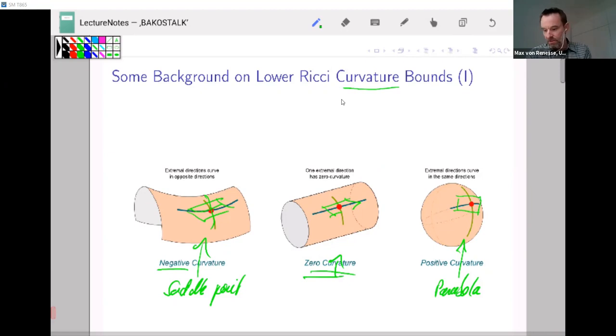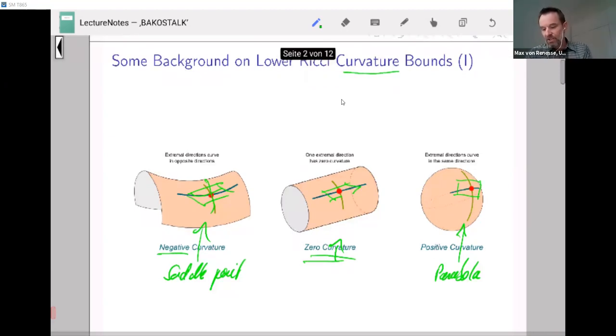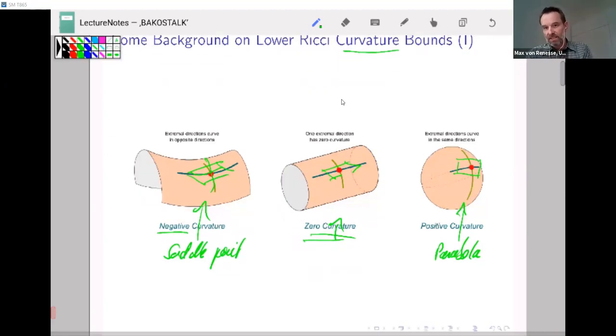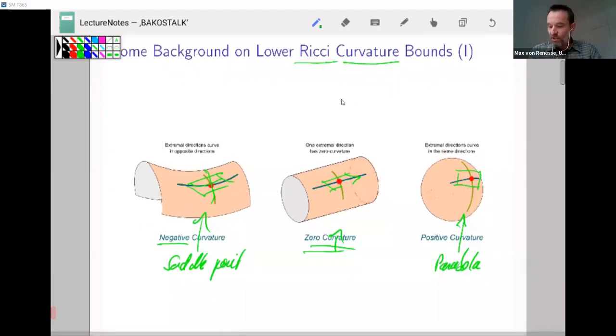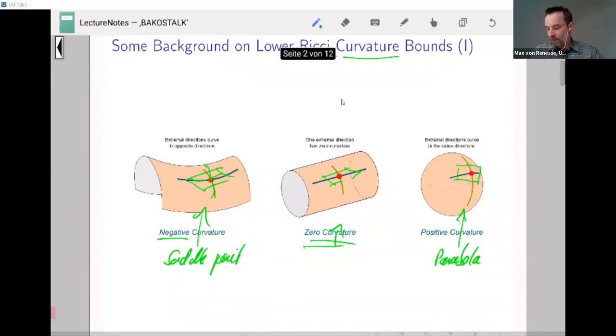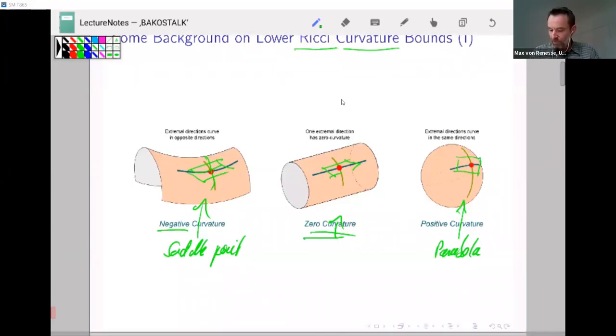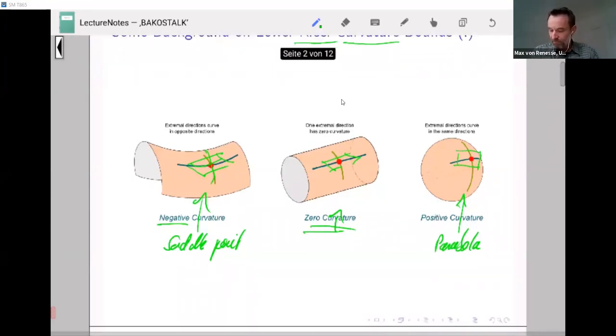That's the Gaussian curvature. And in higher dimensions, you basically take some average value of all these Gaussian curvatures. This will then be called the Ricci curvature. So Gaussian curvature is for two-dimensional surfaces, and Ricci curvature will be something like an average value of all two-dimensional sub-manifolds, if you have a manifold of higher dimension. Okay, that's the concept of curvature.